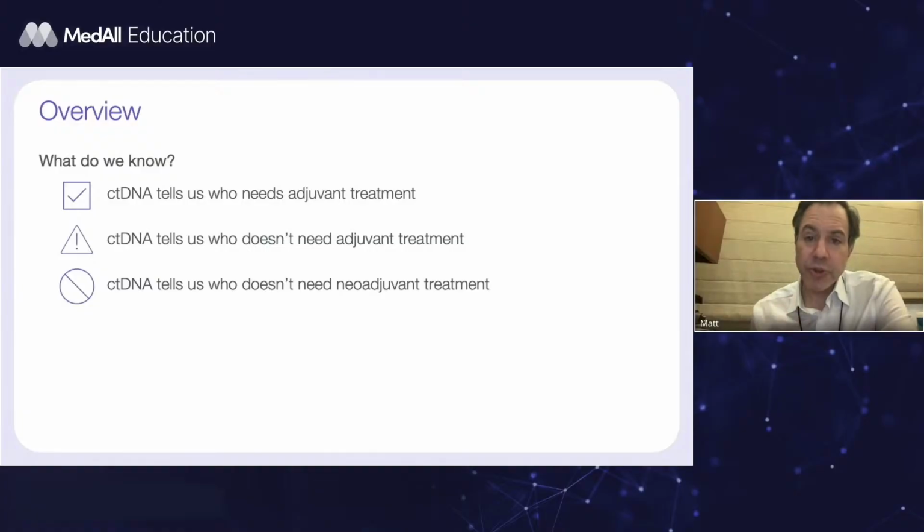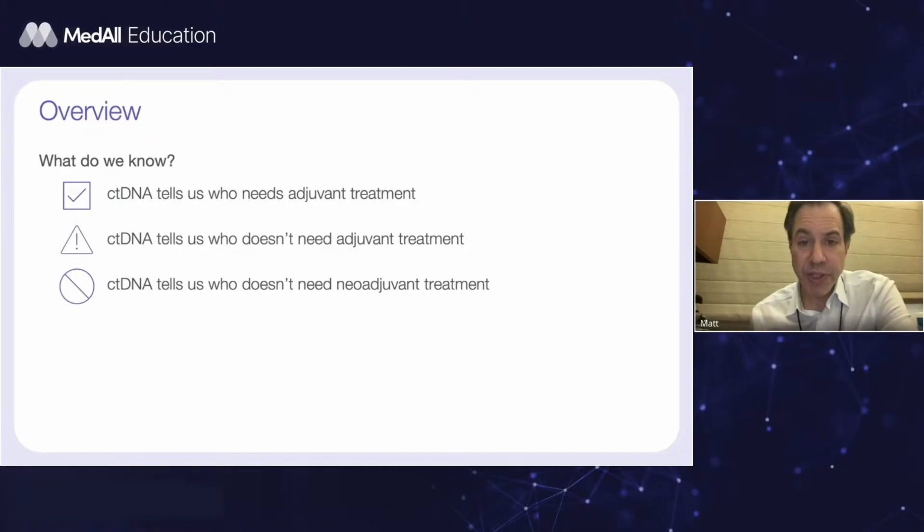So let's circle back to the main messages about ctDNA in muscle-invasive urothelial cancer based on the rapidly evolving data. ctDNA tells us who needs adjuvant treatment. We know that from 2 large retrospective analyses, and we know that from 1 prospective study establishing clinical utility for this approach.